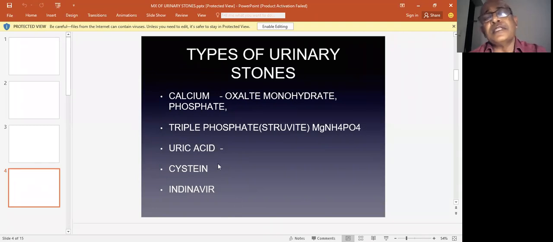The other thing is the cystine stone. I put that down because that's also an example. If someone asks you an MCQ, these two stones are radiolucent, uric acid and cystine. And this is only put because I saw one MCQ had been asked previously. Indinavir is an anti-HIV medication, which is given for long periods. When you take that, you develop a stone that is the only stone that cannot be seen on CT scanning, right? So hence, if you just remember these little bits, it should be enough for exam purposes.